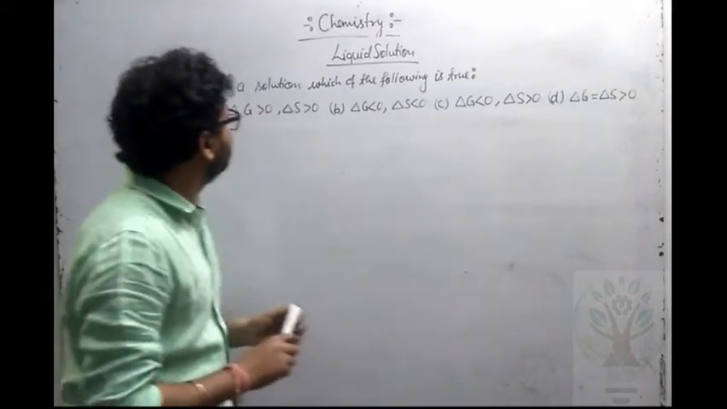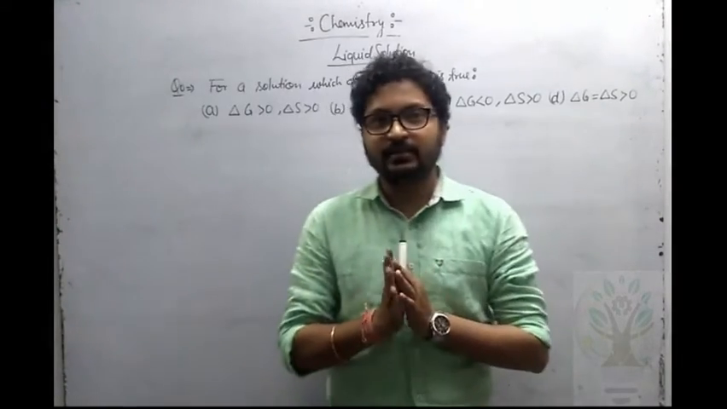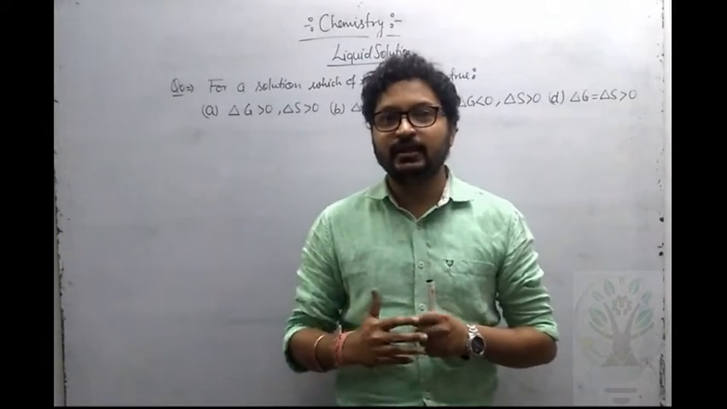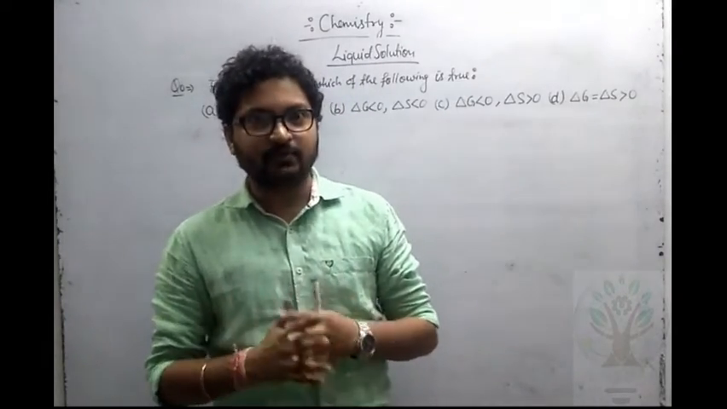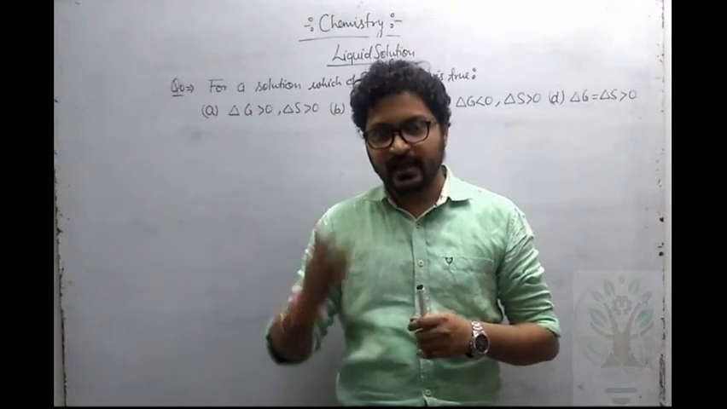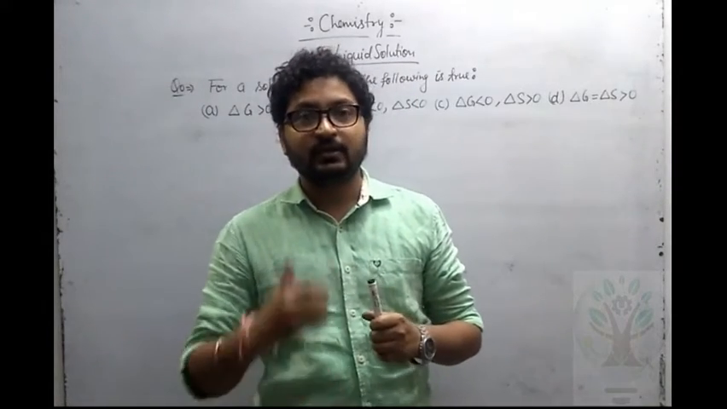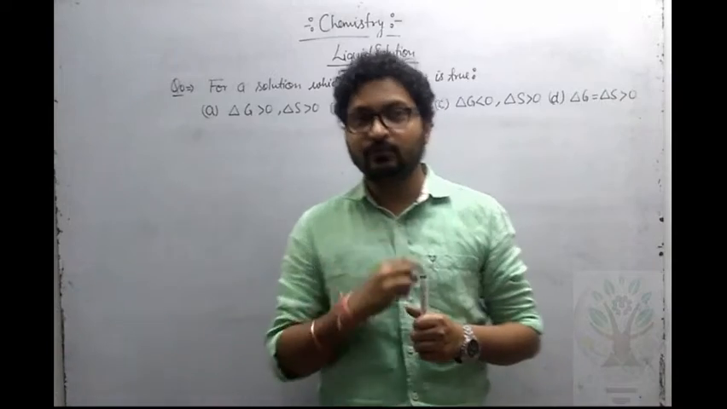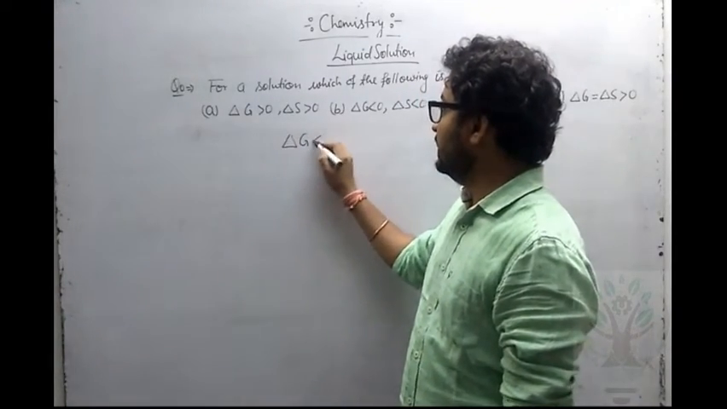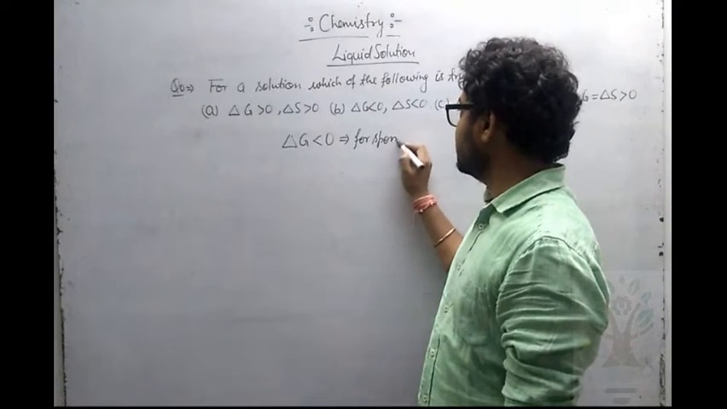Let's discuss this. Let's take a very easy example. Firstly, let me tell you what is delta G and what is delta S. Delta G is the change in Gibbs free energy. For any spontaneous process, spontaneous means it happens by itself, do you know delta G should be negative or positive? Delta G should be negative for a spontaneous process.